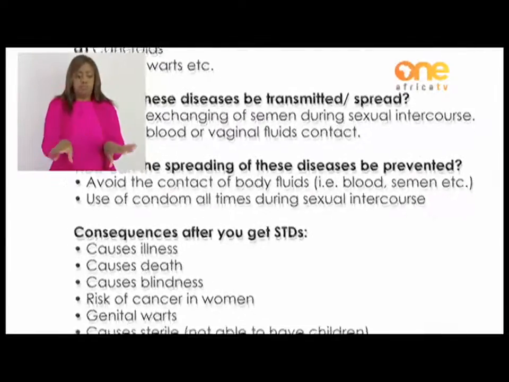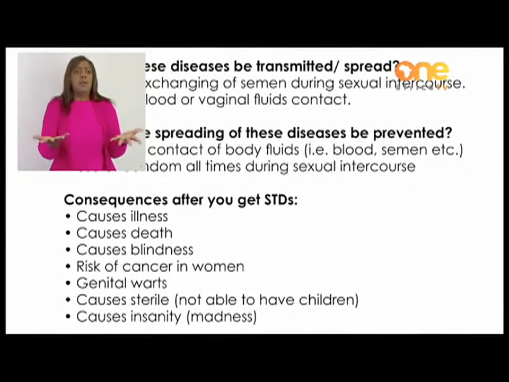How can these diseases be transmitted or spread from one person to another person? These diseases can transmit through the exchange of semen during sexual intercourse. Another way they transmit is through blood or vaginal fluid contact. Thank you.